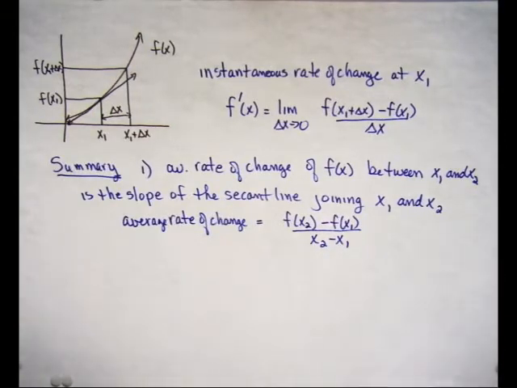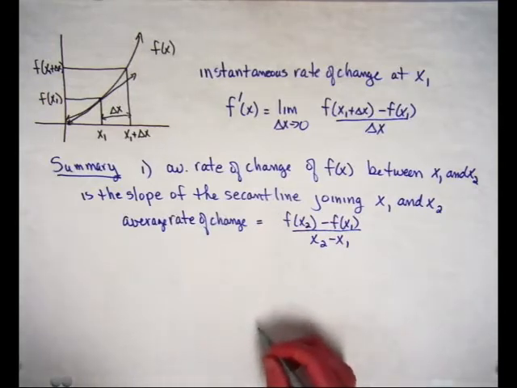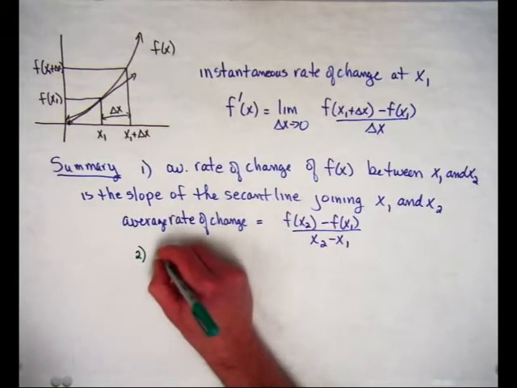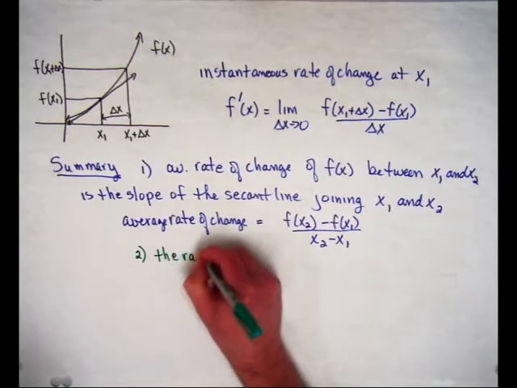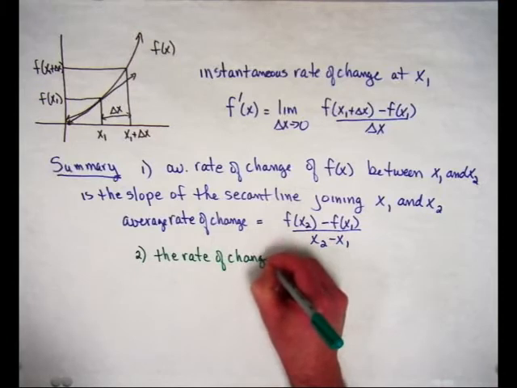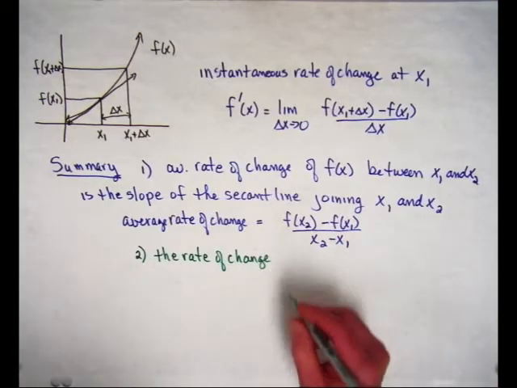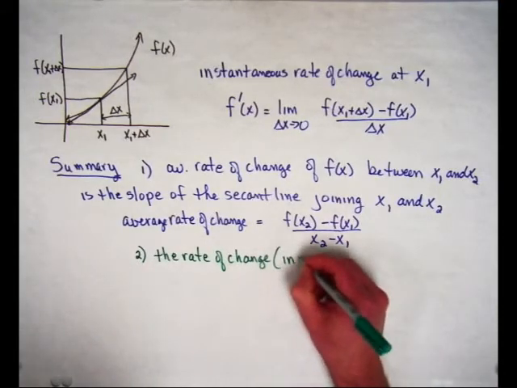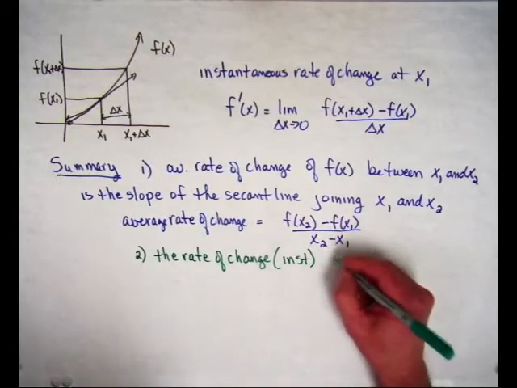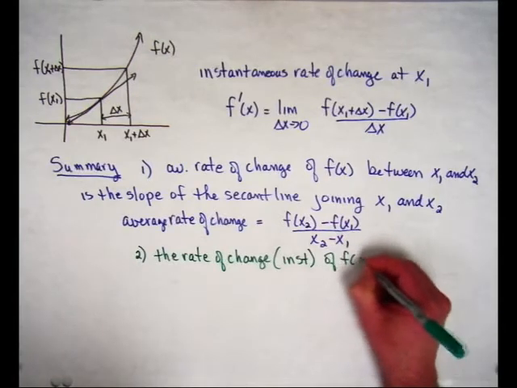In calculus, however, we're not concerned about the average rate of change. We want to know what the instantaneous rate of change is at a given point. So the second point of our summary here would be that the rate of change, and if you don't see the word average, if you just see the phrase rate of change, we're referring to instantaneous. I'll put in brackets here instantaneous, but usually that word's not written. It'll just say find the rate of change. So the rate of change of the function f of x.